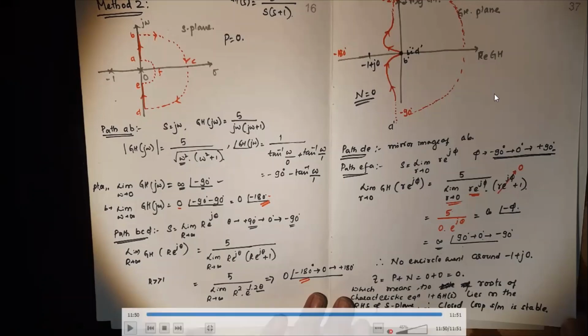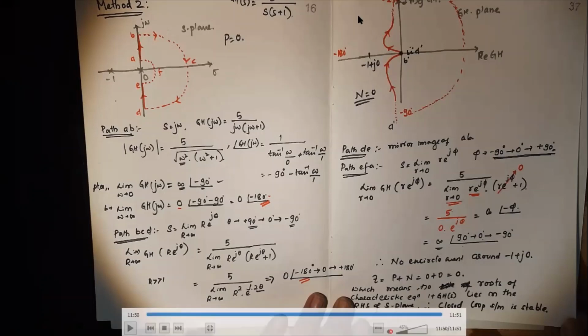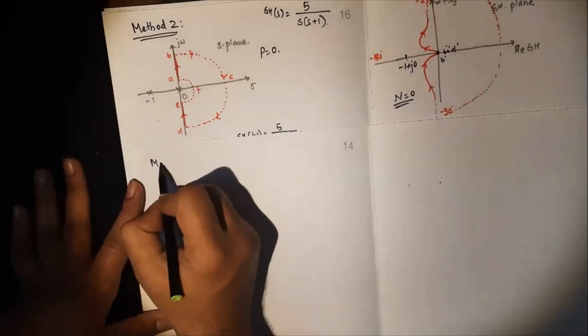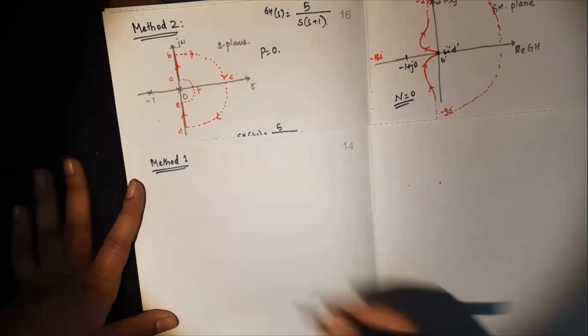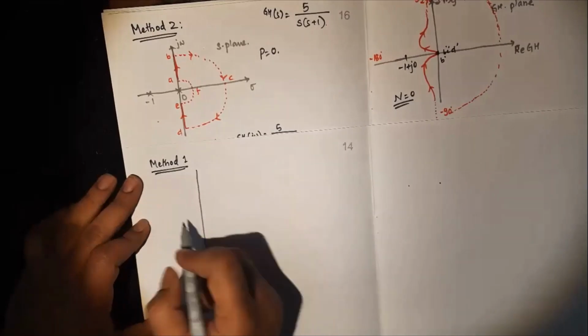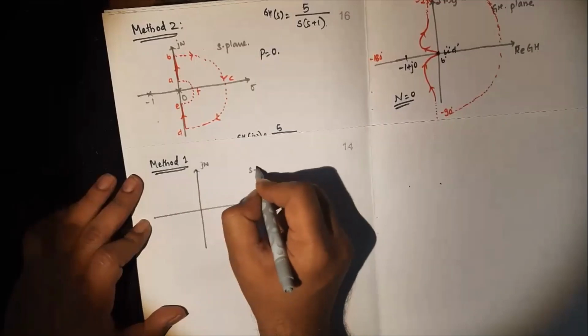So we'll come back to method 1. We'll go for method 1 and let us see how it is different from method 2. So this is method 1, where we are including the pole at origin in the right half of S plane. So I repeat once again, in the exam you can solve by any one method. The answer will still remain the same.